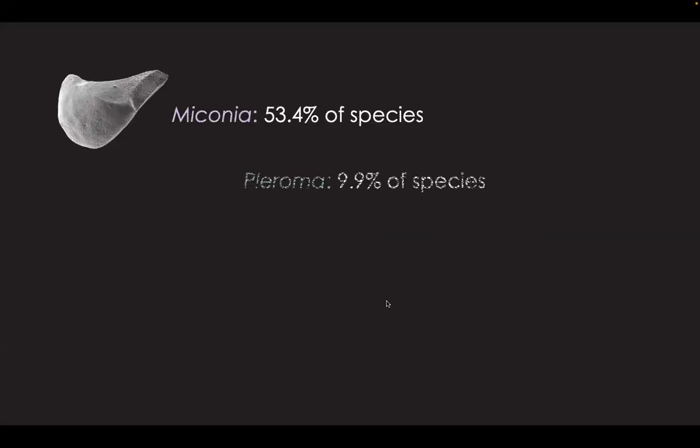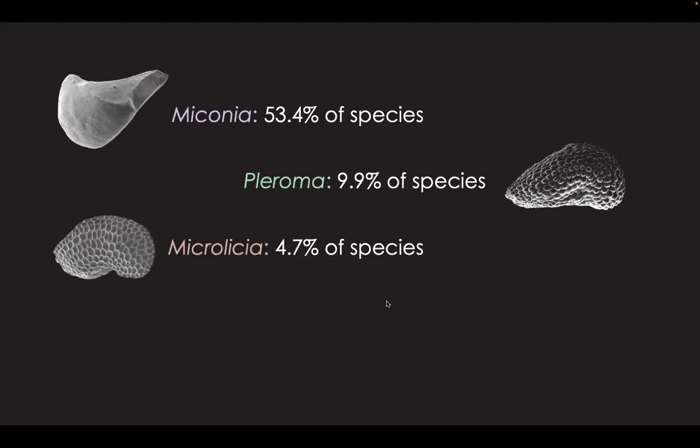And when we start to evaluate which species and which genera, we start to see some interesting trends. For example, the genus with the most studies is Miconia, with more than half of the species studied for the whole neotropics being from the genus Miconia, and only a small fraction of all other genera, such as Pleroma and Mircorrhiza, have a small amount of studies.